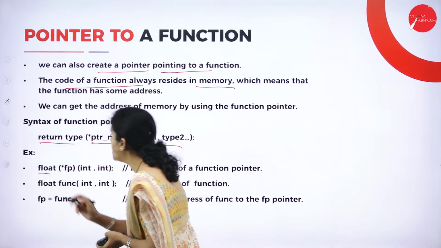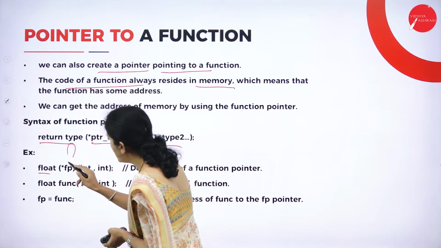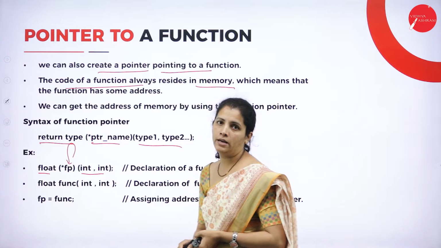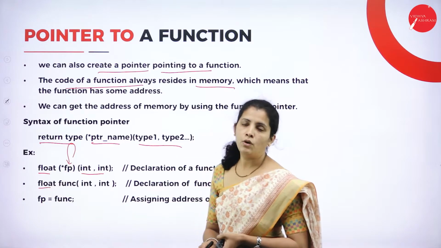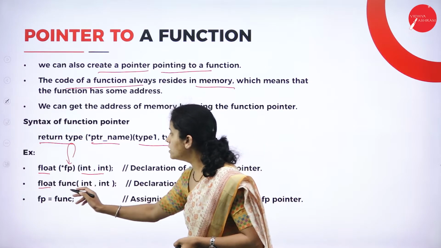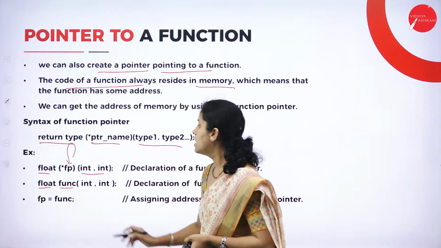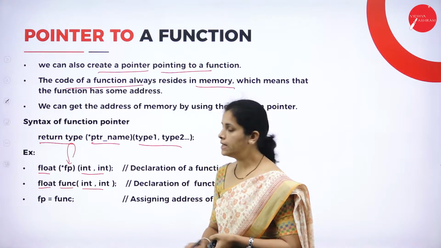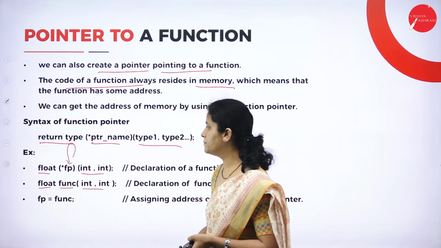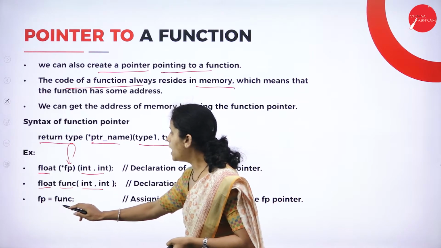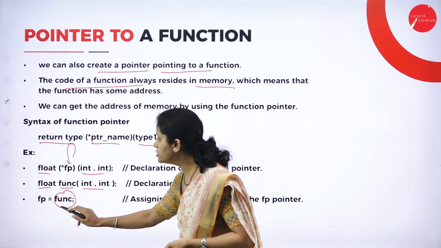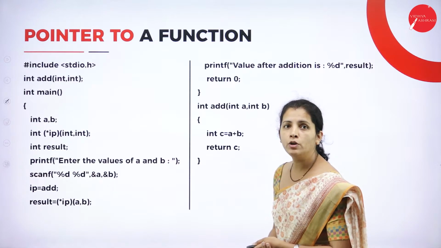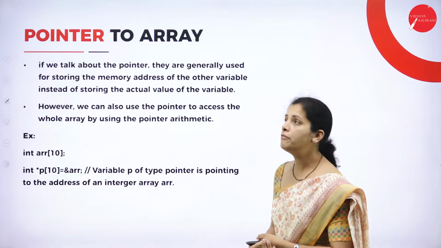I have return type float, and this is my function pointer, and I'm going to have the arguments. So, return type float, I have a function and I have values, that is, I have variables. Now, what I will do, I'm going to assign this function to the pointer. So, this is the way I can use pointers to a function.